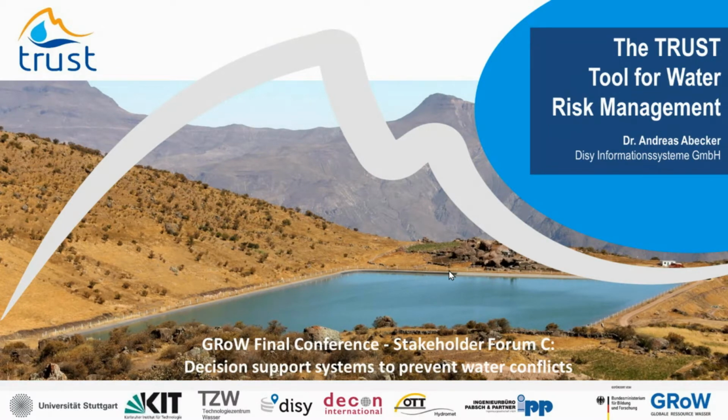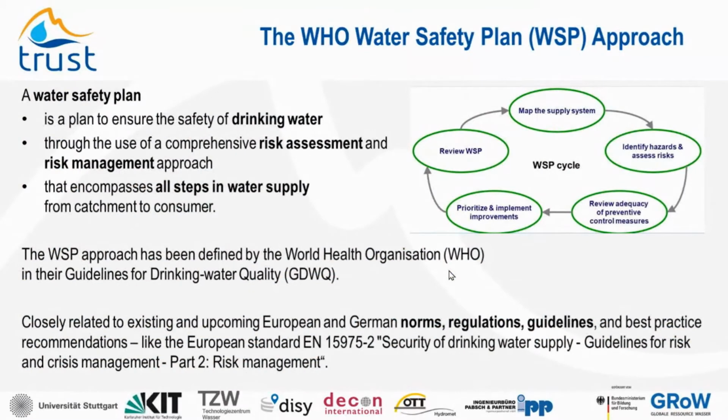So water quality and potential water conflicts are directly linked together, and water quality is monitored and guaranteed by water risk management systems. So one of our goals in the Trust project was to provide a pragmatic but useful and usable software tool for the water safety plan approach to water risk management, in order to prevent water quality problems and then water conflicts.